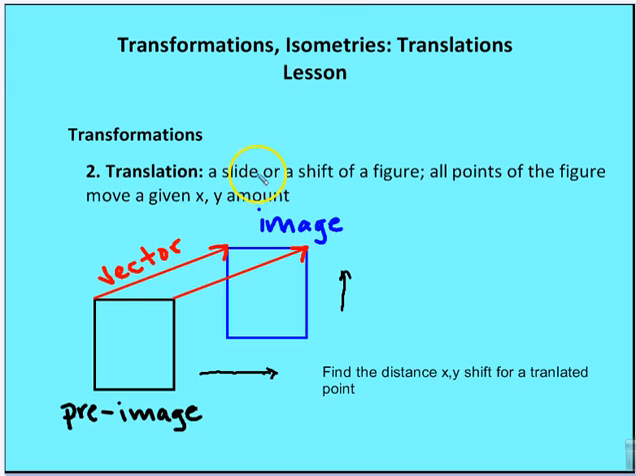Translation is a slide or a shift of a figure. All points of the figure move a given XY amount, as we said. So here's the pre-image shifting to the image. We're moving a certain number of units in X for every point, in this case in the positive direction of X. It can be in the negative direction, and we're moving in the positive direction of Y. Again, it can also be in the negative direction of Y.